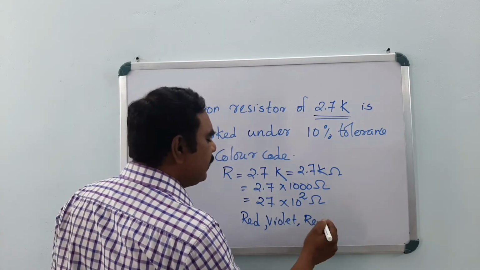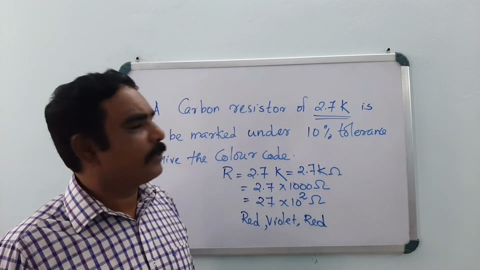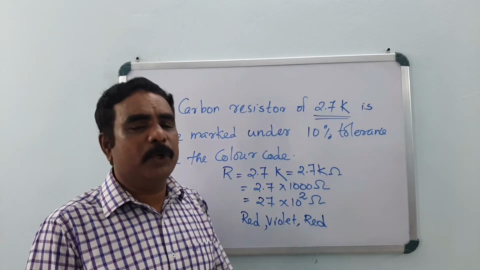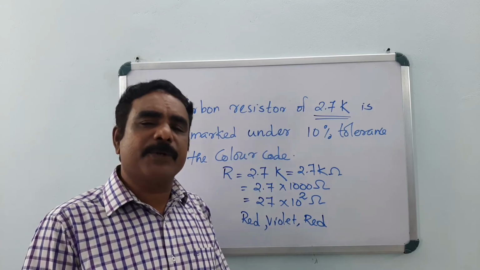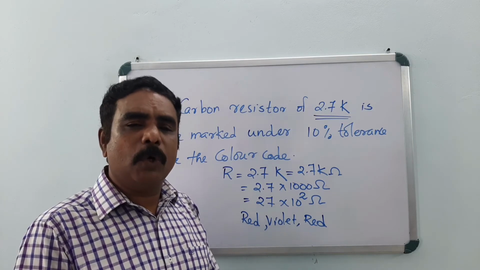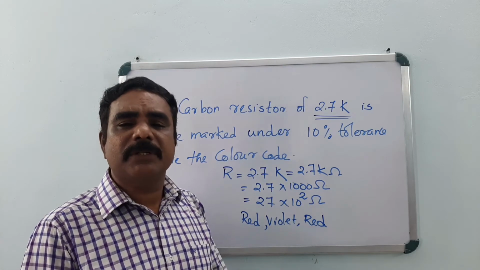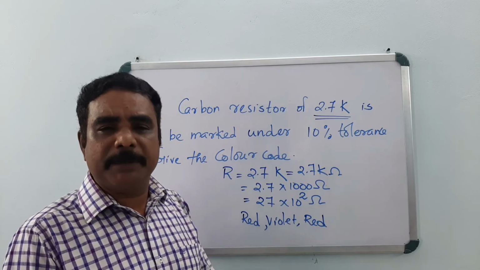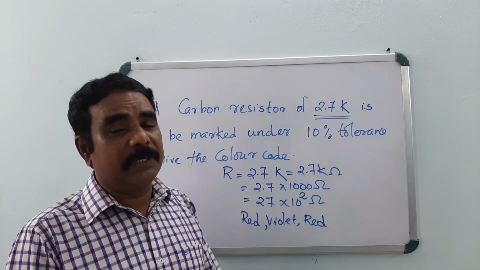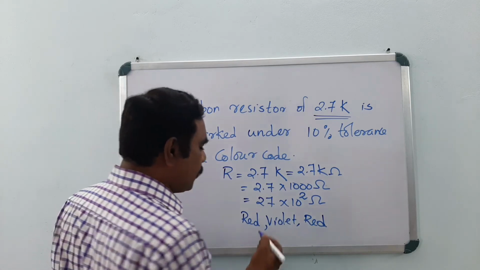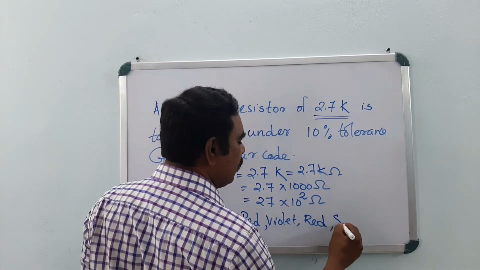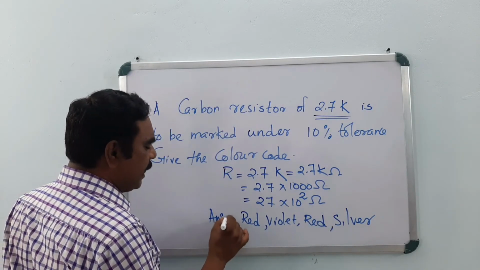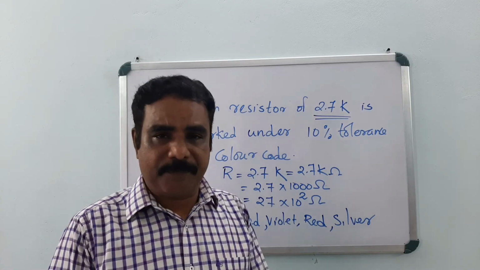Now, what did they say about tolerance? They demanded 10% tolerance. We know the fourth ring that indicates tolerance, had it been gold, plus or minus 5%. If there were no color as the fourth ring, it would be 20%, but 10% is with the silver color. So red, violet, red, silver. This is the color sequence, and this must be the answer to this question.